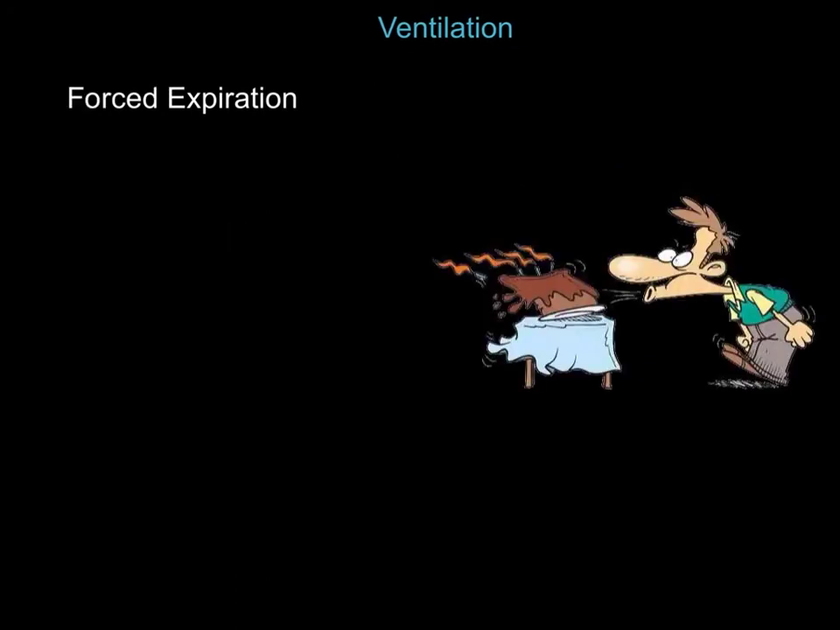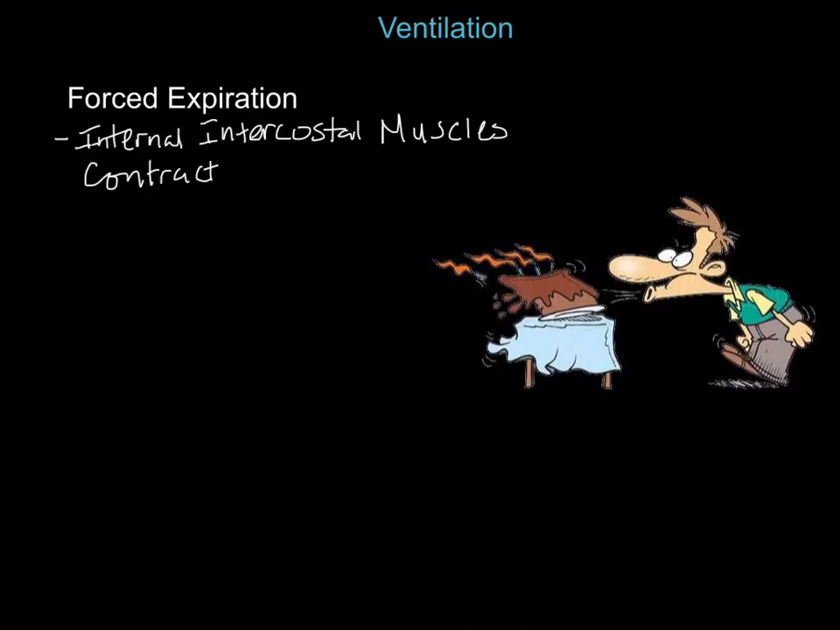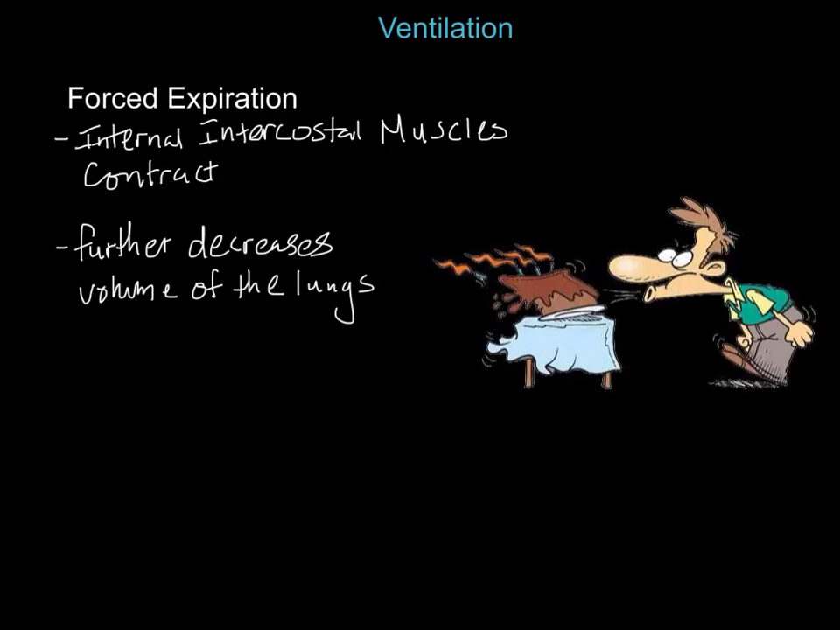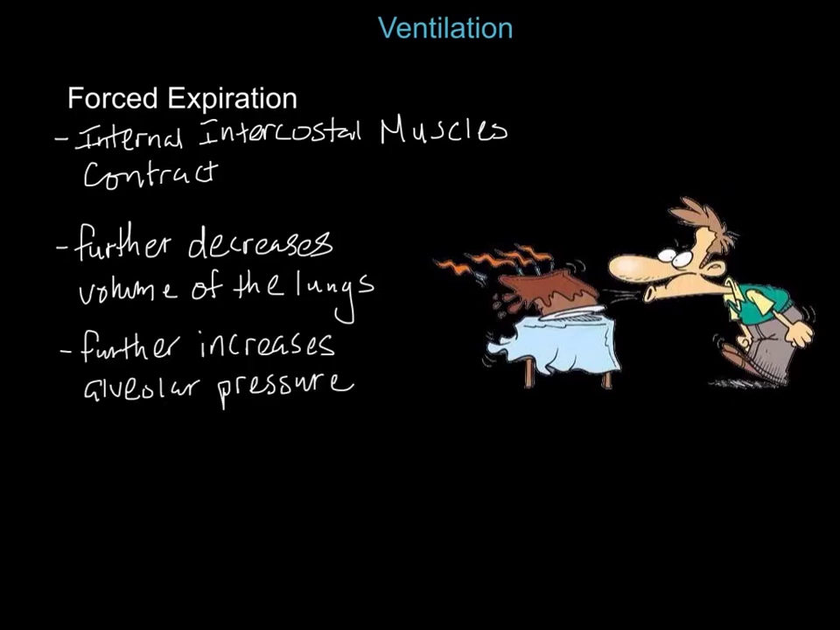Forced expiration is actually not a part of ventilation. It's a process that forcefully moves air out of the lungs. During forced expiration, the internal intercostal muscles contract, further decreasing the volume of the lungs, further increasing the alveolar pressure, forcing more air out of the lungs. A good example of forced expiration is picturing blowing out candles or blowing up a balloon.